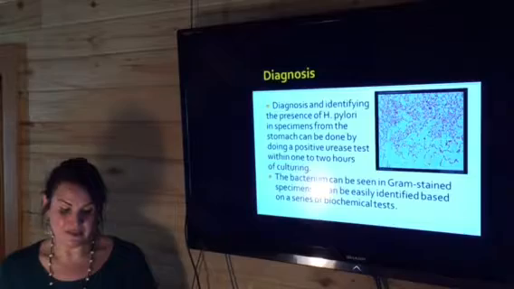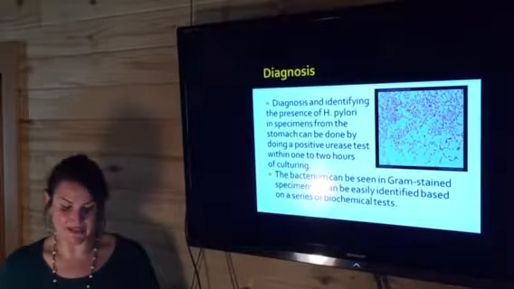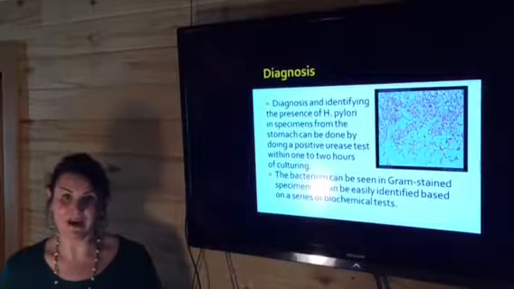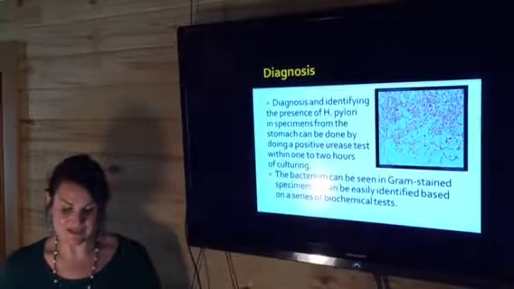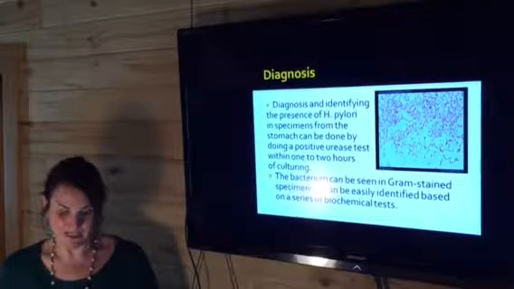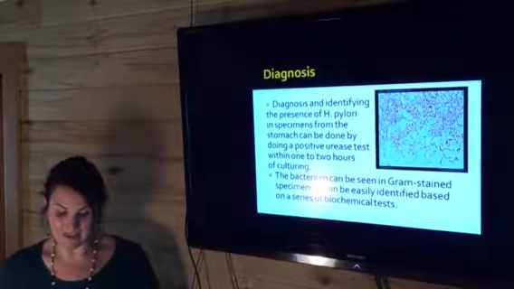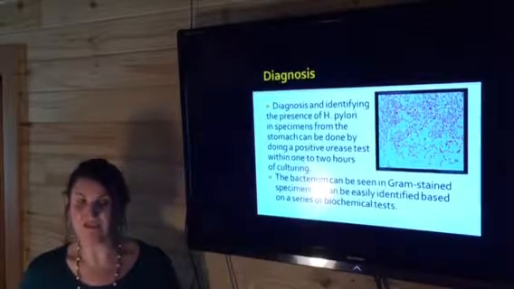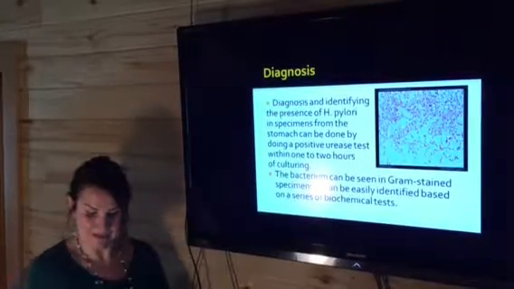Diagnosis and identifying the presence of H. pylori in specimens from the stomach can be done by doing a positive urease test within 1 to 2 hours of culturing. The bacterium can be seen in a gram-stained specimen. It can be easily identified based on a series of biochemical tests.